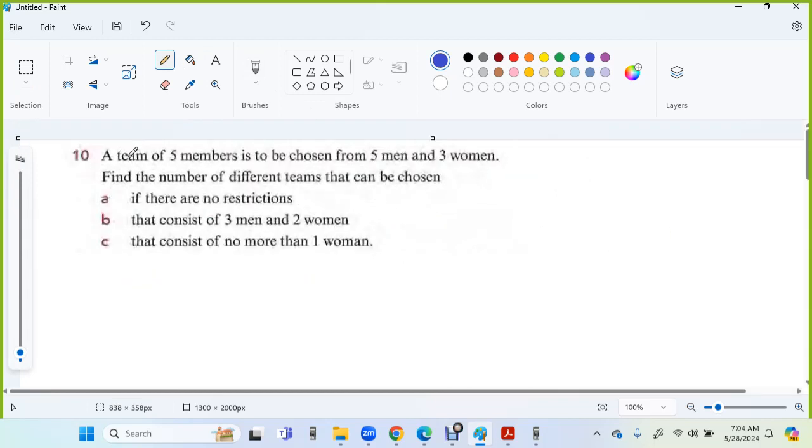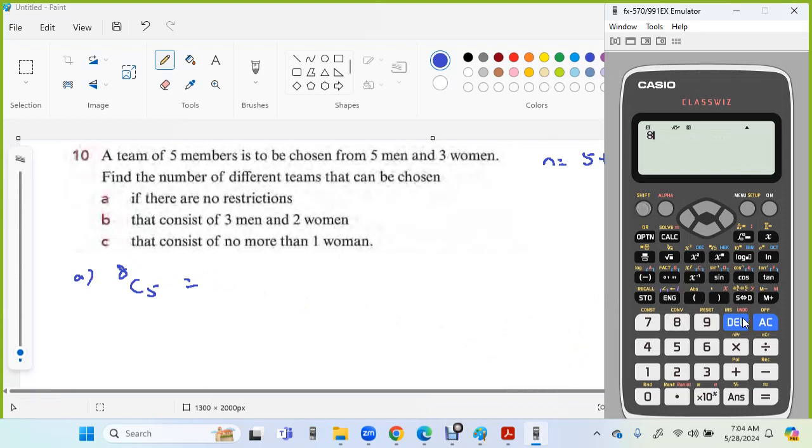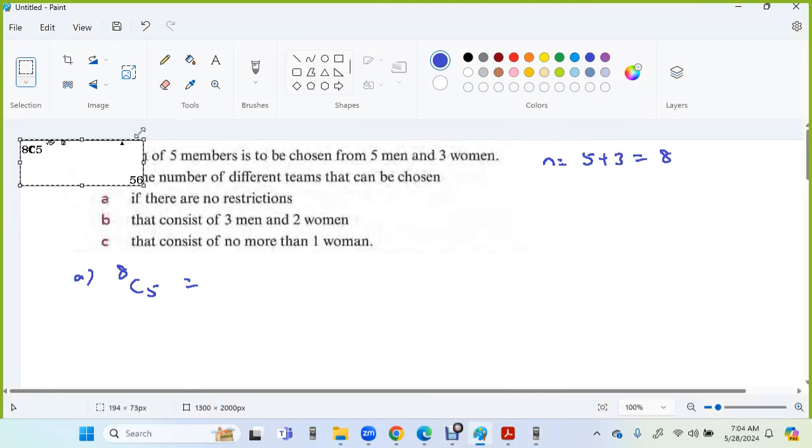Question number 10. A team of 5 members is to be chosen from 5 men and 3 women. Find the number of different teams that can be chosen if there is no restriction. So n is 5 plus 3, then 8. So A here we have 8 choose 5. So we have 8C5, then it is 56.